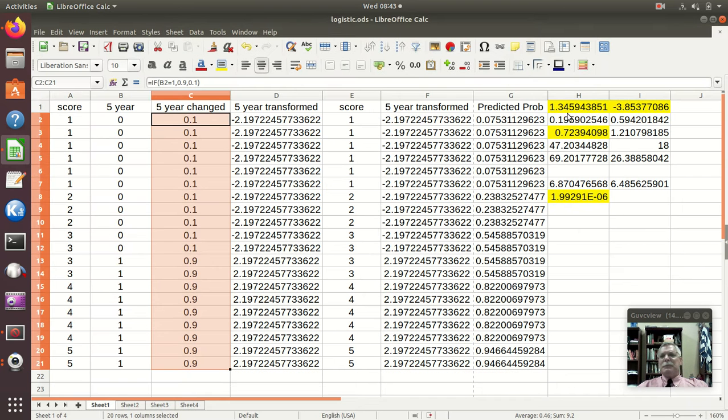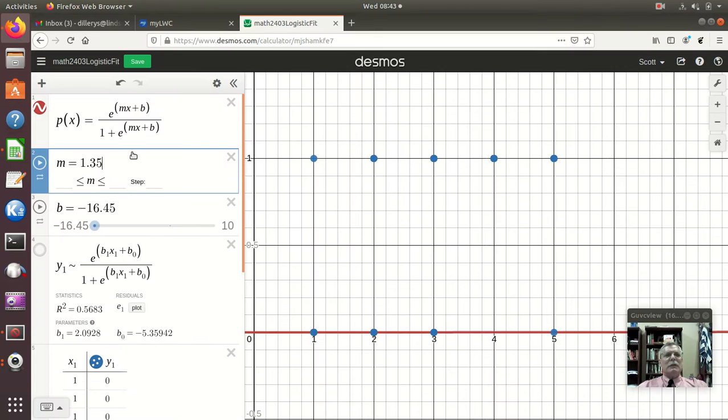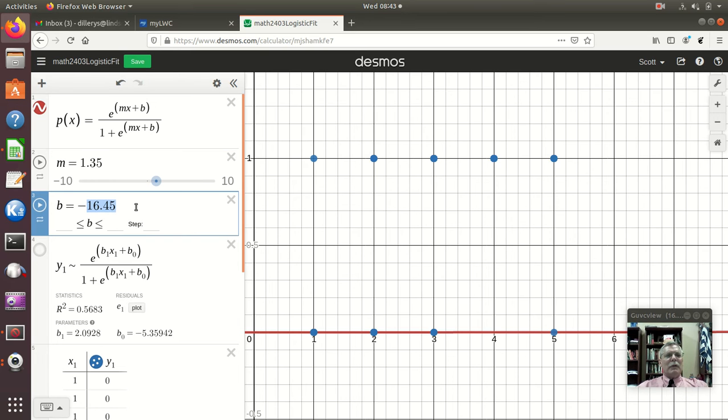And negative 3.85. And so what you see is, this is not near as steep a slope.